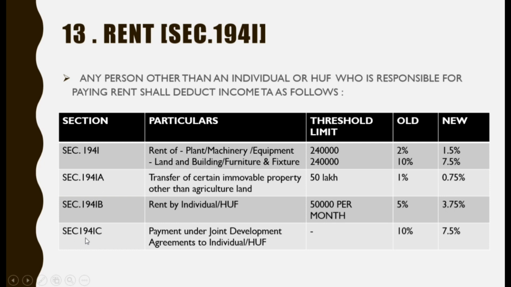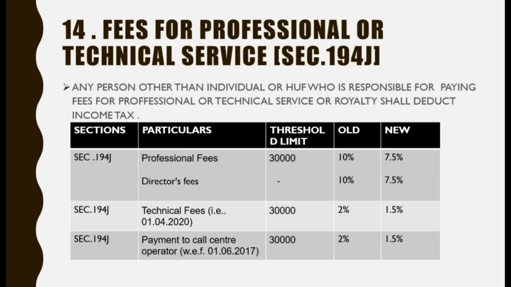Then next and last point, section 194IC, payment under joint development agreements to individuals or HUF. So there is no exemption limit. From the full amount, 7.5% should be deducted as TDS. The next point, fees for professional or technical services. Here it says that professional fees like a doctor's fee, lecturer's fee, advocate's fee, etc.